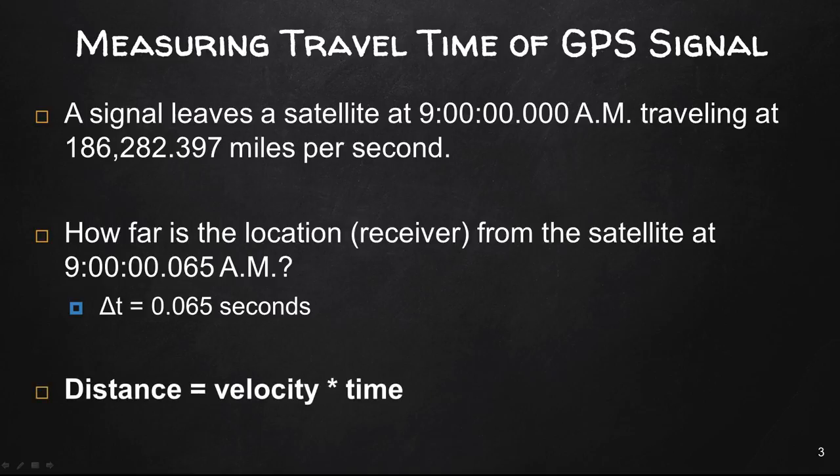Remember that distance is equal to velocity times time. For the velocity, we put in the speed of light, and the time is 0.065. The answer is 12,108.36 miles away. That is how far the satellite is from the receiver's position. This is just an example of how we calculate the distance from the receiver to the satellite. I'm not expecting you to do any of this math in class or on any quizzes or exams, if there are any. It's just something you should understand.